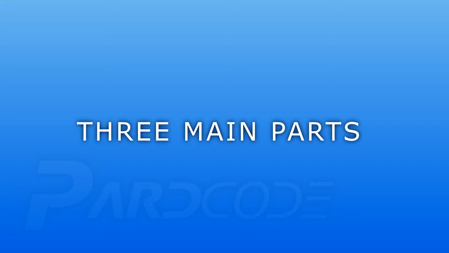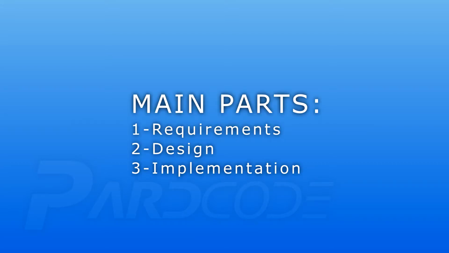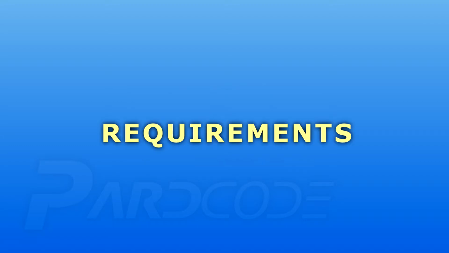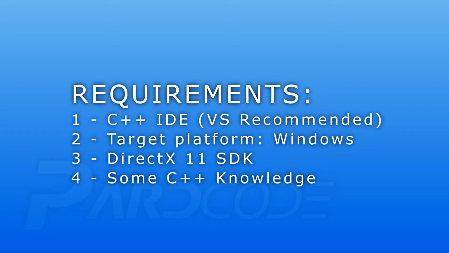As always, we will face three main parts: requirements, design, and implementation of all the necessary things to make a 3D scene. So let's start with the requirements. We need a C++ IDE, Visual Studio is recommended, the target platform is Windows. We also need DirectX 11 SDK, and last but not least, a bit of knowledge of C++ programming language is recommended. Now we can start the design part.